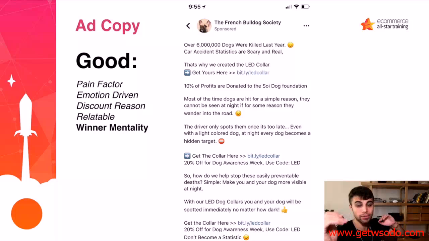So make sure to have a link in the first 5 lines, and you want the first 5 lines of your ad copy summarizing the entire ad in a way. So it's explained. It says here, over 6 million dogs were killed last year. Car accident statistics are scary and real. That's why we created the LED collar.